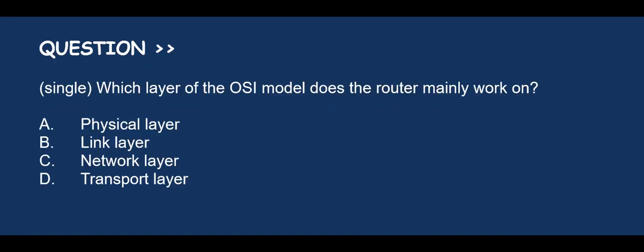Our next question is, which layer of the OSI model does the router mainly work on? Option A, physical layer. Option B, link layer. Option C, network layer. Option D, transport layer. This is the test question. All you need to do is to answer it in the comment.